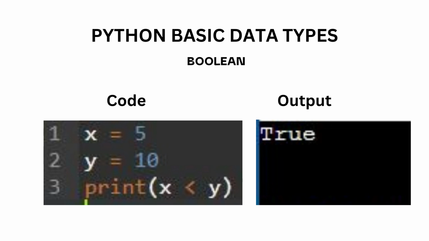Overall, understanding the basic data types in Python is essential to writing code and creating programs. By knowing how to work with integers, floats, strings, and booleans, you can perform a variety of operations and build more complex applications.